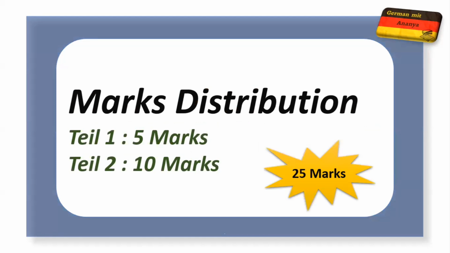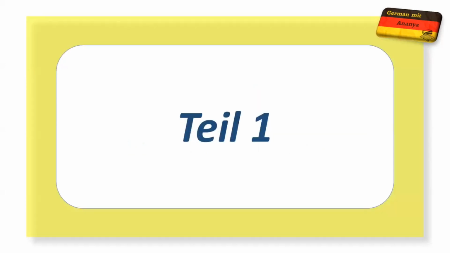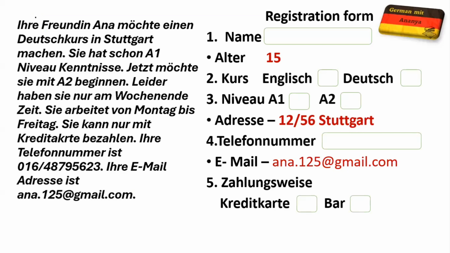Okay, so let's discuss the marks distribution. Teil 1 will be of 5 marks and Teil 2 will be of 10 marks. So total is 25. Now you must be thinking that this is 5 marks and Teil 2 is 10 marks, so how 25? Let's check this in detail. Teil 1, so this is the question. You can see here. Let me show you. This is the question, guys.